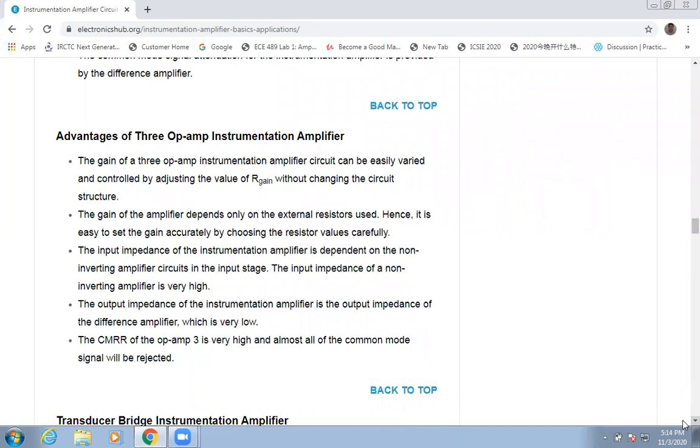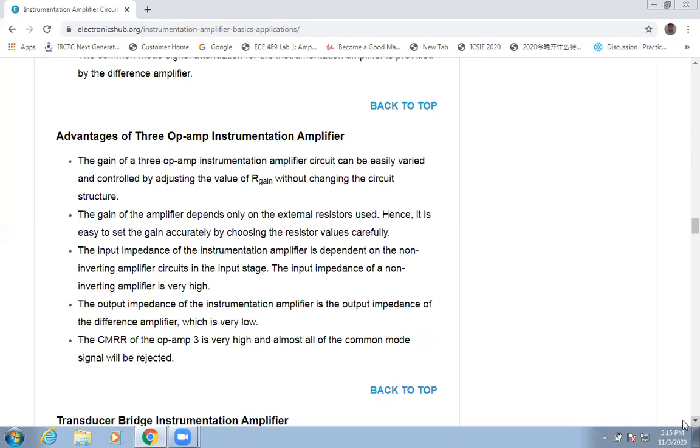Some of the advantages of using a 3 op-amp instrumentation amplifier are: number 1, the gain can be varied easily and controlled by adjusting the value of R gain without changing the circuit structure. The gain of the amplifier depends only on the external resistor R gain. Hence, it is easy to set the gain accurately by choosing the resistor value carefully.